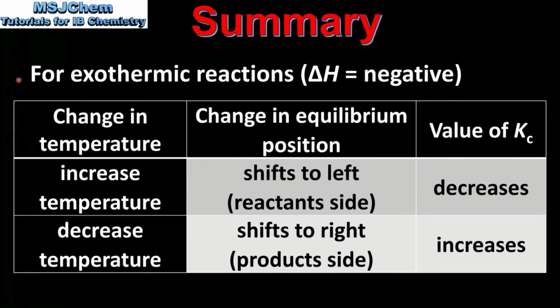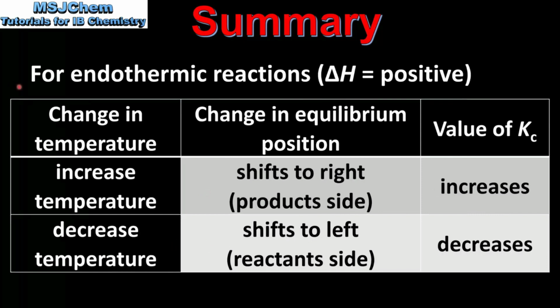So let's end with a summary, starting first with exothermic reactions. When the temperature is increased, the equilibrium position shifts to the left and the value of the Kc decreases. And when the temperature is decreased, the equilibrium position shifts to the right and the value of the Kc increases. And finally, for endothermic reactions. When the temperature is increased, the equilibrium position shifts to the right and the value of the Kc increases. And when the temperature is decreased, the equilibrium position shifts to the left and the value of the Kc decreases.